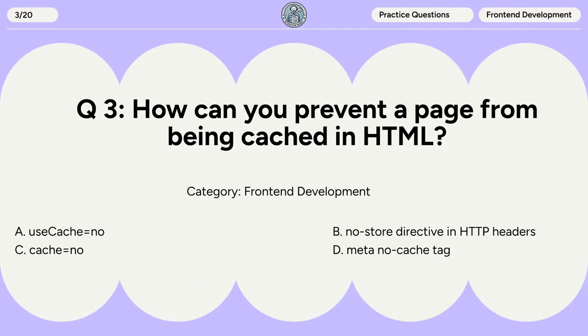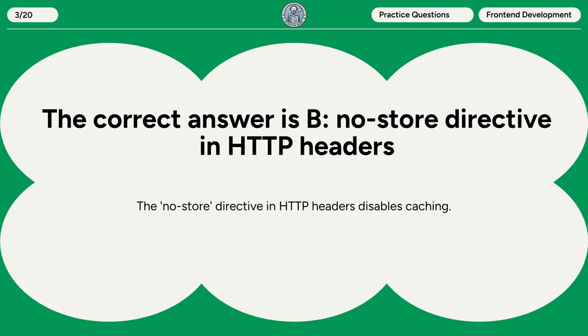Question 3. How can you prevent a page from being cached in HTML? A. Use cache no. B. No store directive in HTTP headers. C. Cache no. D. Meta no cache tag. The correct answer is B. No store directive in HTTP headers. The no store directive in HTTP headers disables caching.